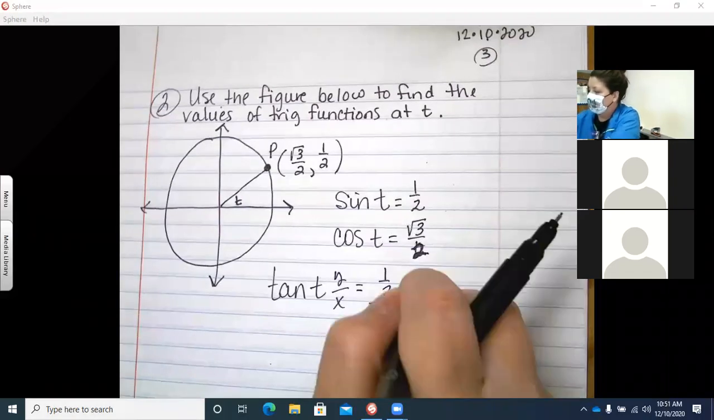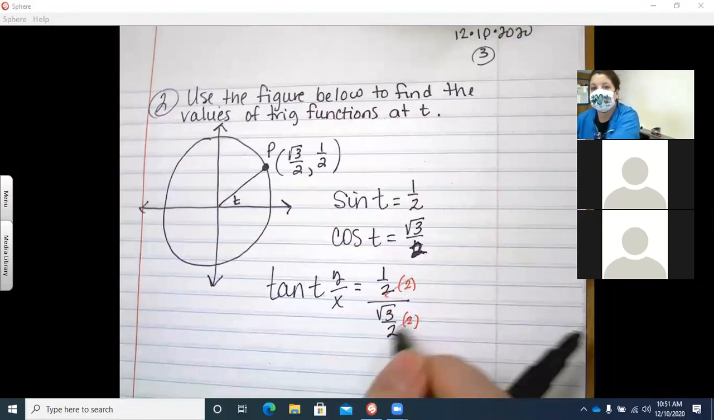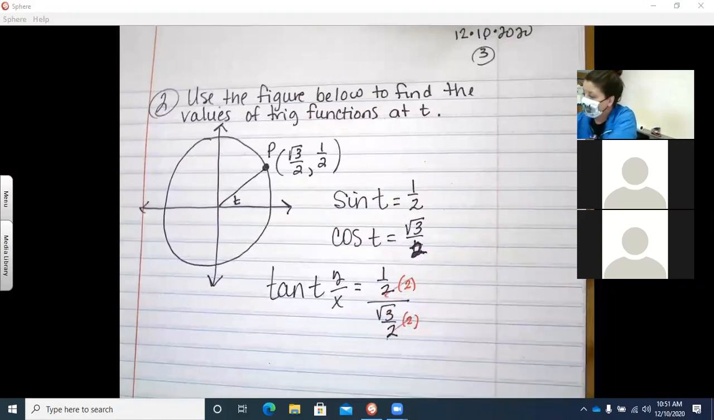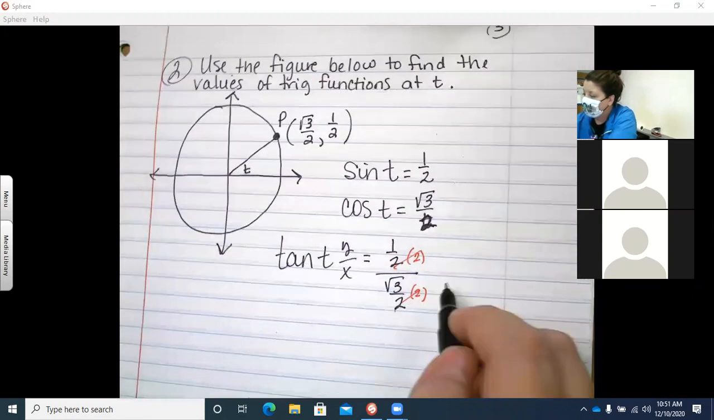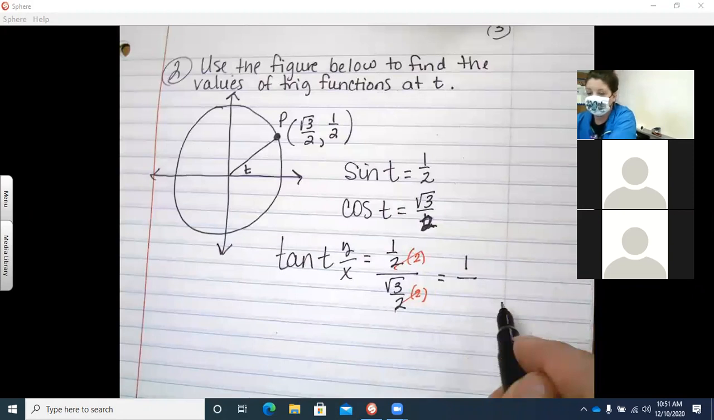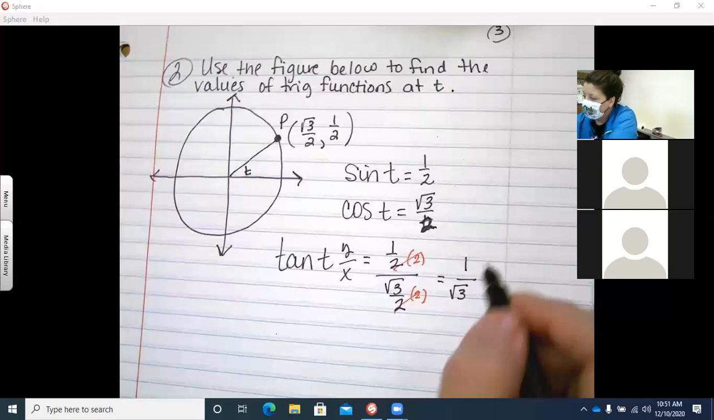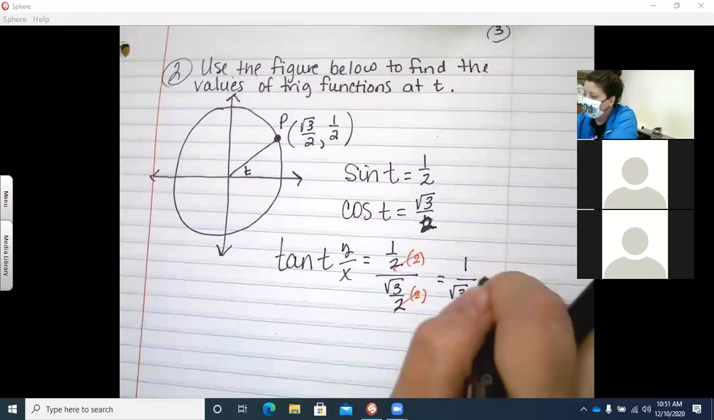Am I going too fast? A little? Okay. So in the numerator, we just have 1. In the denominator, we just have the square root of 3. Is that how we're going to leave our answer? No, we can't leave a radical in the denominator. So we're going to rationalize it. And we're going to multiply by a fraction, square root of 3 over square root of 3.